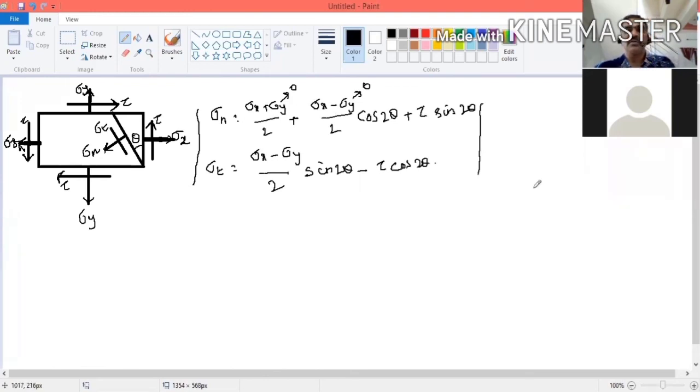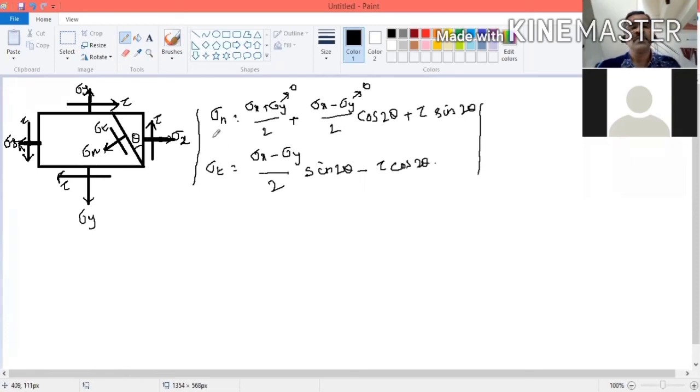Okay. So now, our interest is to find the maximum sigma n and maximum sigma t. If you substitute different theta values, you will get different sigma n values. But at one position, sigma n will be maximum. Am I right? The sigma n value will be maximum at one point. Similarly, sigma t will be maximum at one point. So according to theory, it says that sigma n is maximum when sigma t is equal to 0.